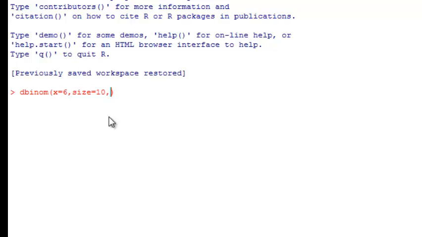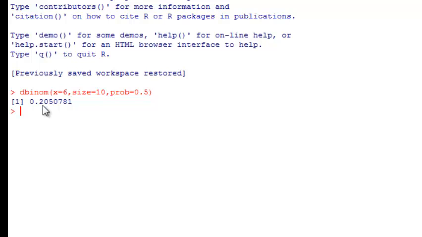The third parameter, which is the last parameter, is called prob. Prob equals 0.5. 0.5 in this case is the probability of getting a head on each coin. After we identify these 3 parameters, we can see the result. Let's press enter to see the result. From the binomial distribution probability, we can say the probability of getting 6 heads among 10 coins is 21%.